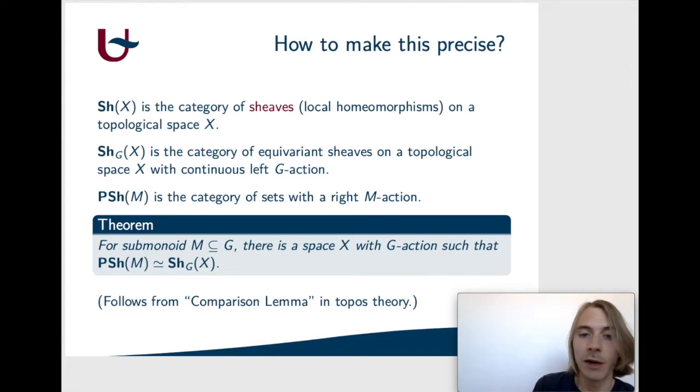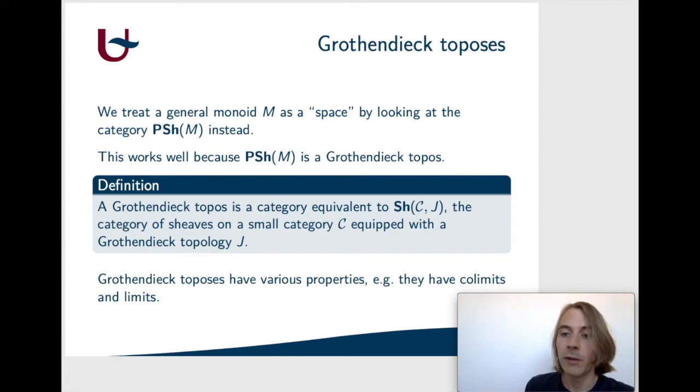So this is a way of, if you have a monoid M which is embedded into a group, to give a geometric interpretation to the M sets. So what about if the monoid does not embed into a group? For example, if the monoid has idempotence or is not cancellative, for example. Well, we can treat a general monoid M as a space by looking at this category of M sets.